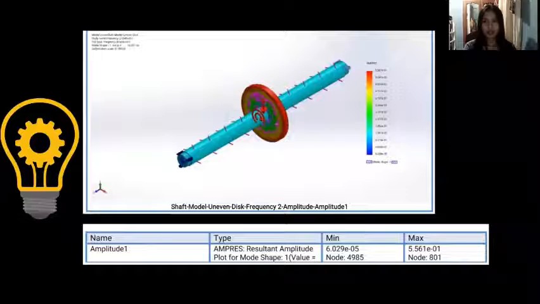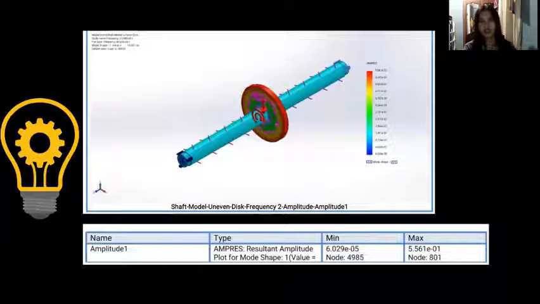So, in this slide, we can see the model with a shaft with uneven dimension and surface area. So, this is the resultant amplitude plot for mode shape 1. We have a red part and a blue part on the shaft, and the red part is the one on the disc and the blue part is the rod. The red part is the maximum, meaning it is the most affected by the movement. Then the blue part is less affected.